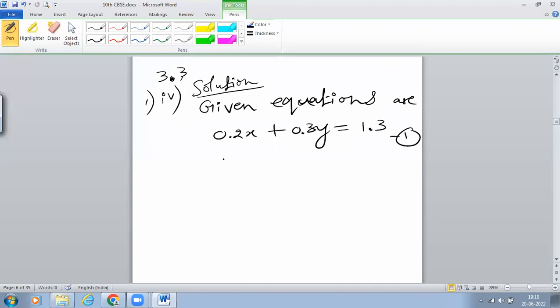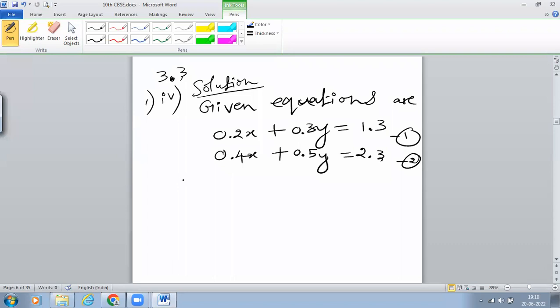And the second equation is 0.4 into x plus 0.5 into y, which is equal to 2.3. This is equation number 2. Now listen carefully. Now we have to solve these two equations by substitution method to find the variables, that is, to find the values of x and y which suit the two given equations.